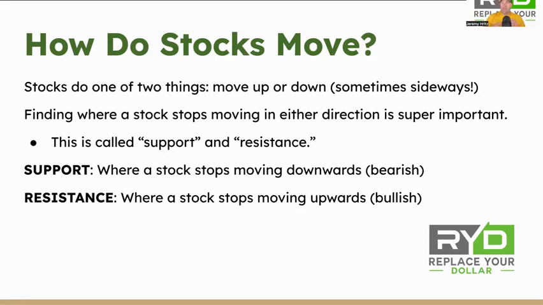The flip side of that is resistance, and that is where a stock stops moving upward. So a stock could be on a bullish run, and boom, it hits a resistance area and then pulls back, right? For whatever reason, the bears are sitting there and they won't let the bulls take that price any higher. But by knowing support and resistance, we can learn the stocks that we trade. We can know their key areas, and that could help us know how to profitably trade them.